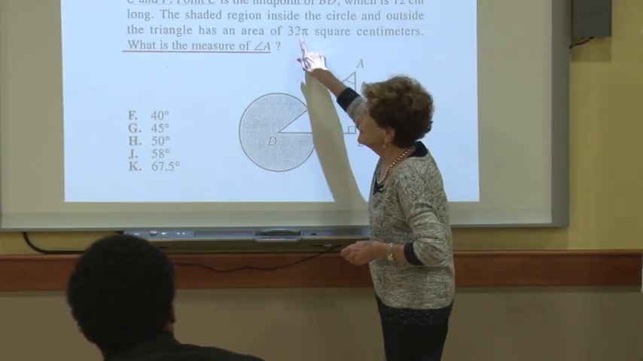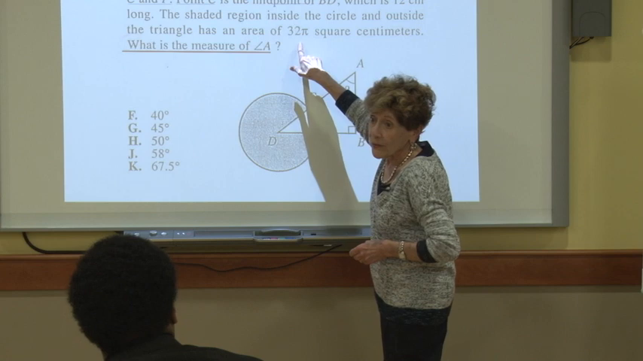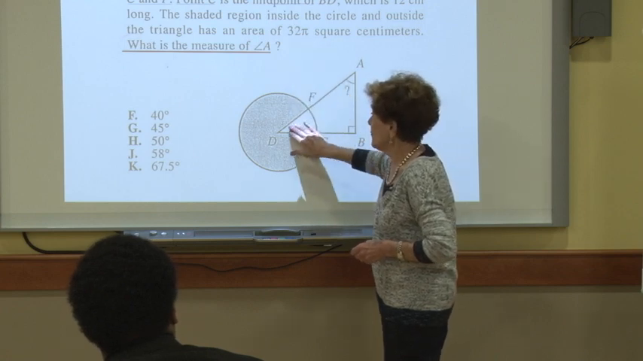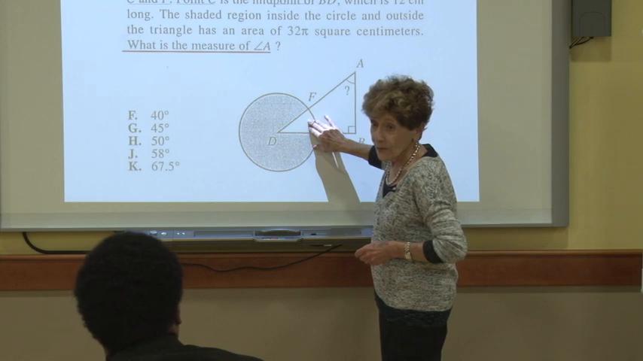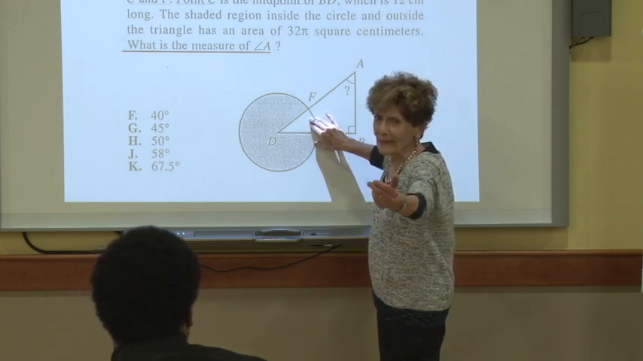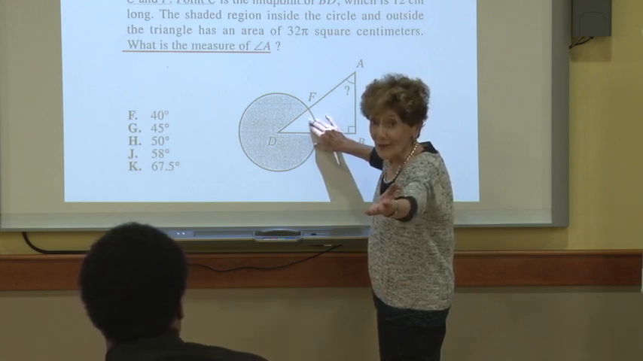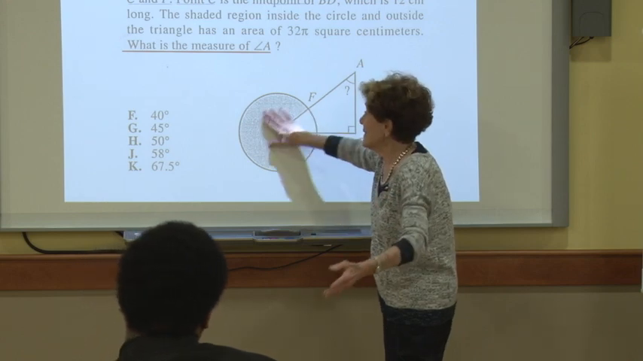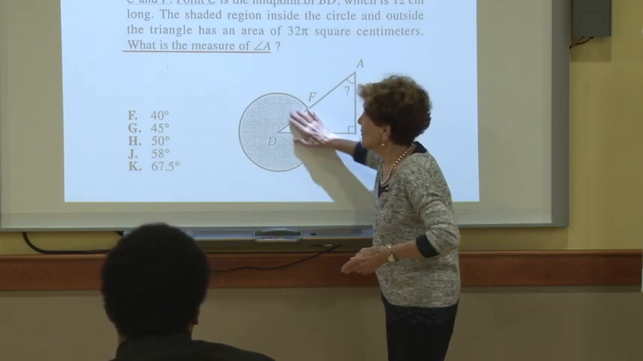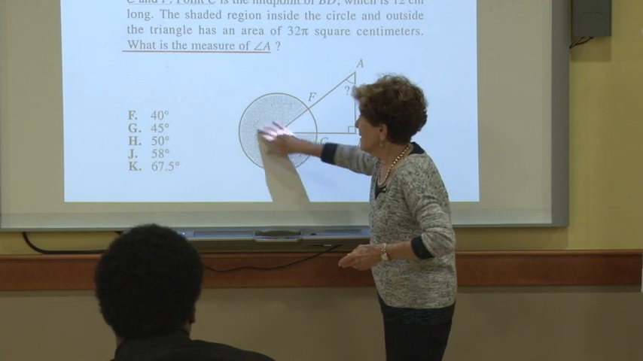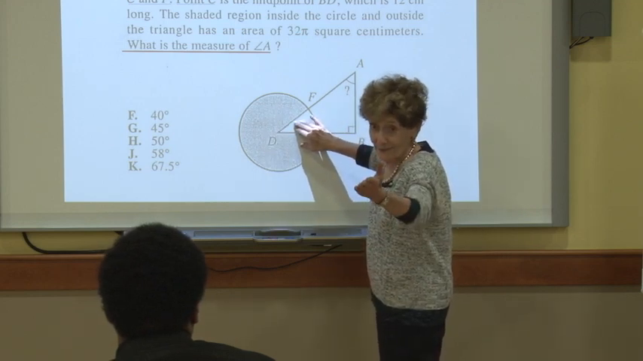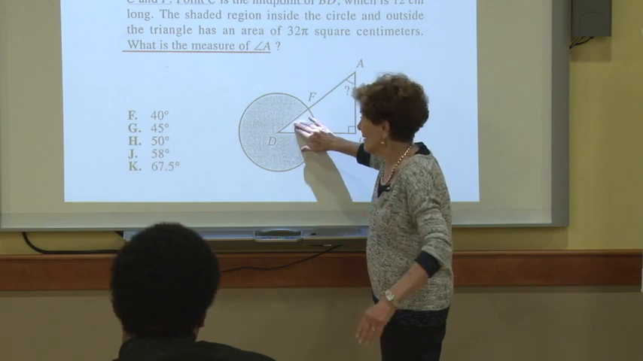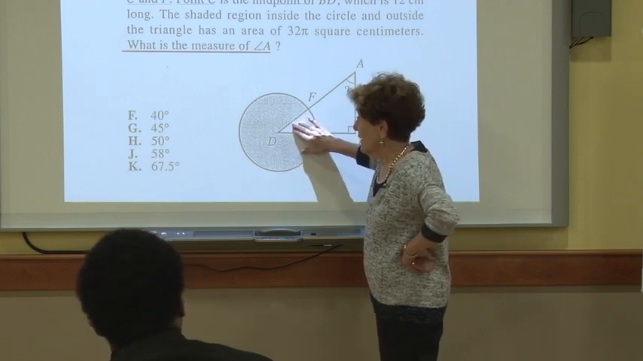This part is how much? 32 pi. So this piece right here is? Gorgeous. Come on, say it. You said it. 4 pi. He did 36 pi, take away 32 pi, and he had left 4 pi. Okay, here we go again.